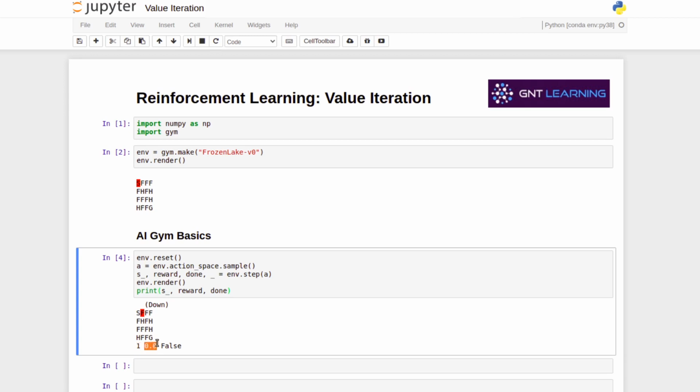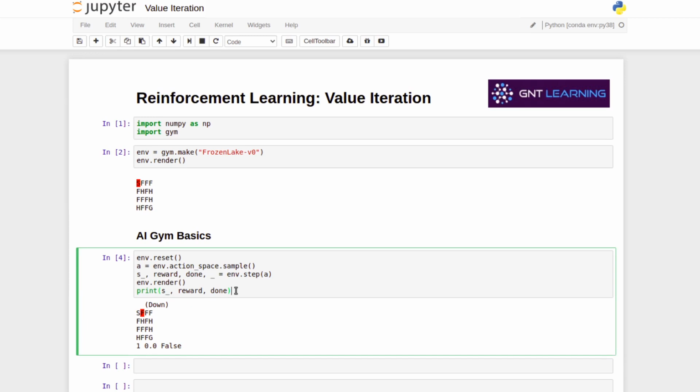They received a reward of 0, so they didn't fall in a hole, they didn't get to the goal, no reward, and we didn't finish, we're not done. They would finish if they fell in a hole or they reached the goal. So in this way, the agent can repeatedly take actions and wander around until something happens.